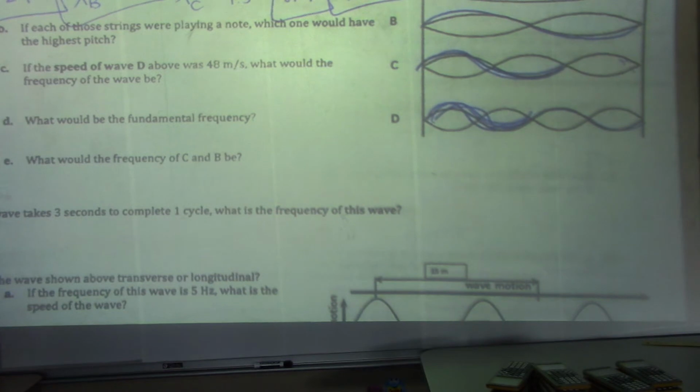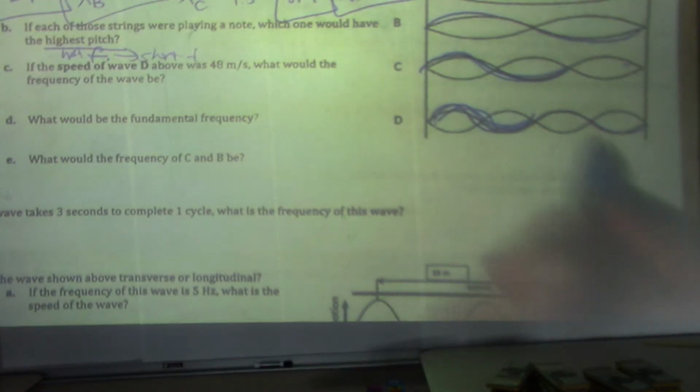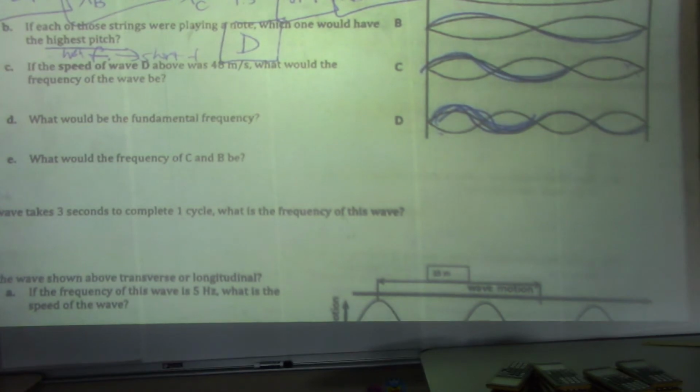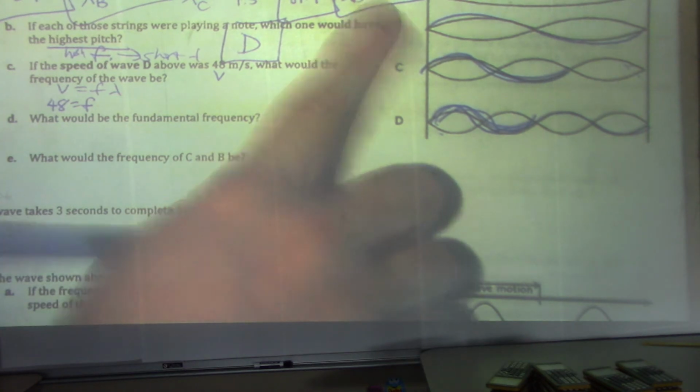If these were strings playing a note, which one would have the highest pitch? Well, highest pitch is just the highest frequency. So a high frequency is squished together. It has a short wavelength. So the one that's most squished together, the shortest wavelength, would be D. If the speed of wave D is 48, what would the frequency of the wave be? Well, v equals f wavelength. I know my velocity is 48. I'm looking for frequency, and I already know my wavelength, right? We calculated up here. Wavelength of D is 6 meters, so that gives me a frequency of 8 hertz.